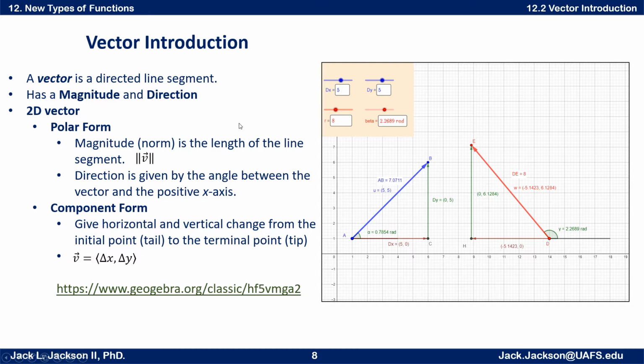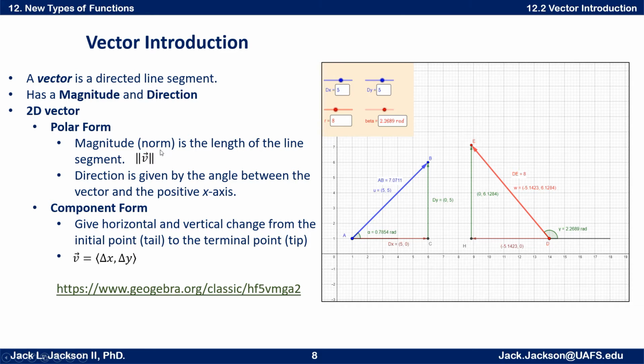So these vectors can be done in two forms. There's a polar form where we give its magnitude and direction. Now vectors oftentimes have several words for the same thing. Magnitude, norm, length are all basically different words for the same thing. The direction is given by the angle that it makes between the vector and the positive part of the x-axis.